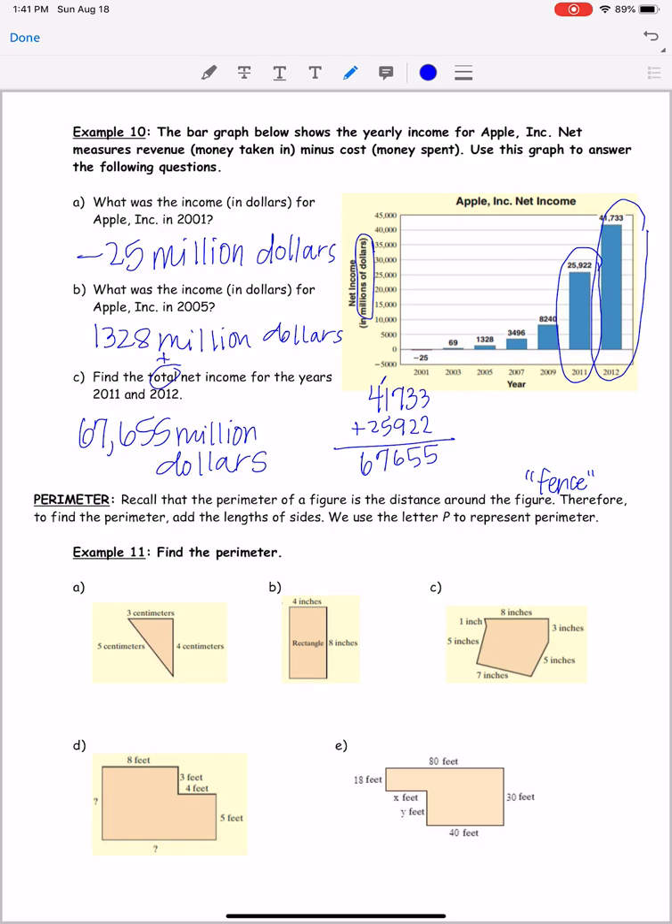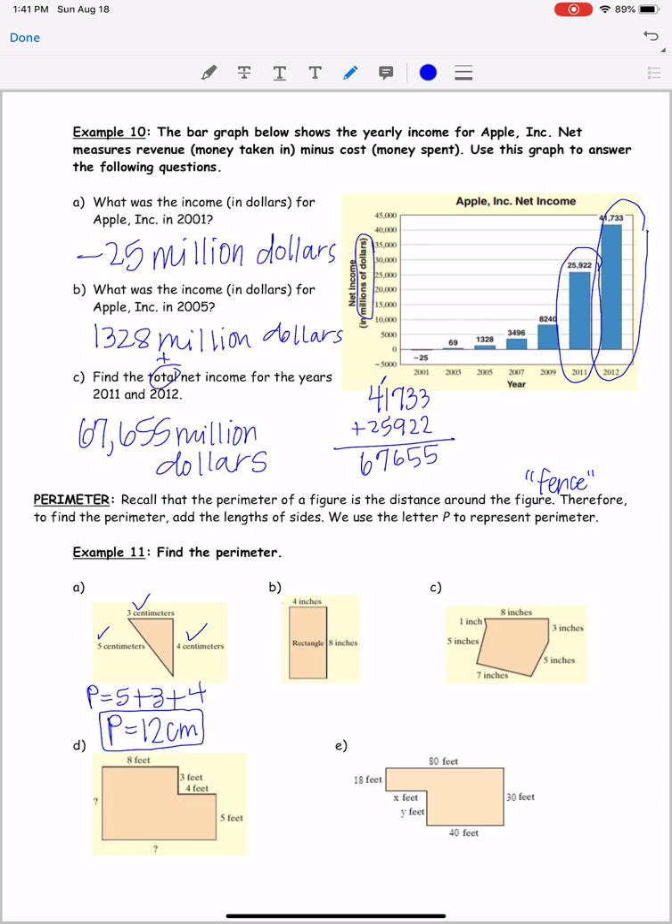So on A, my perimeter here is 5 plus 3 plus 4. So 5 plus 3 is 8, plus another 4 is going to be 12. When you are finding perimeter, area, anything with geometric figures, you need units. So what unit are we in? In A, we're in centimeters. So my perimeter is 12 centimeters.